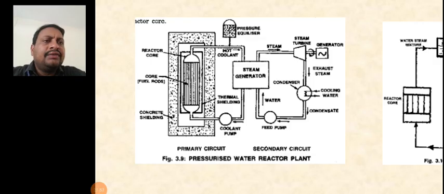After striking the turbine, the low pressure steam comes to the condenser. Here a phase change takes place: by the condensation process the steam is converted into water. Again the water circulates and comes to the steam generator. So this is the working layout of the nuclear power plant. I hope you are understanding the concept of a nuclear power plant.